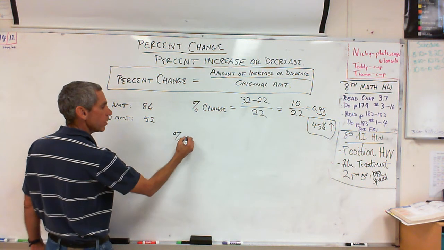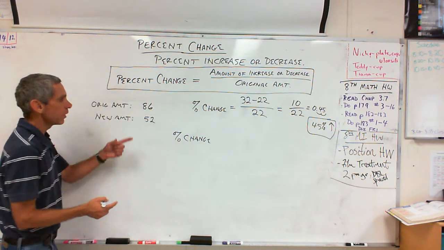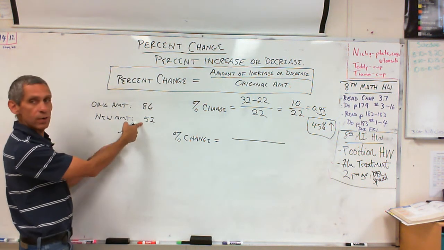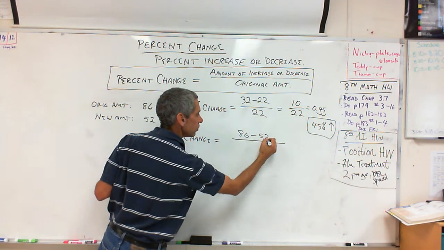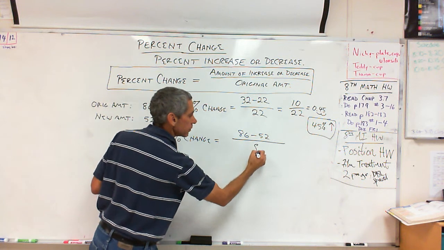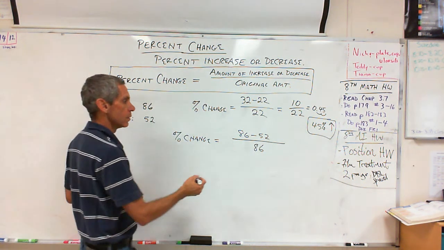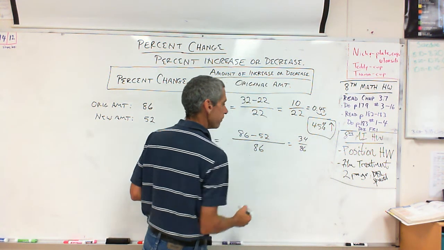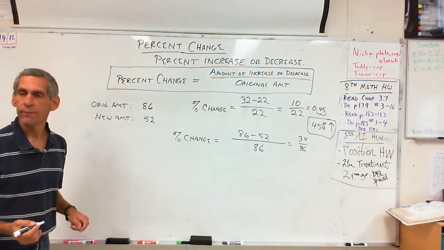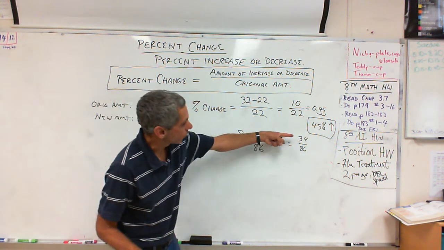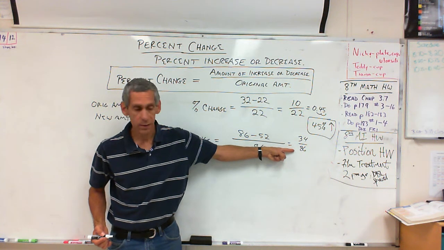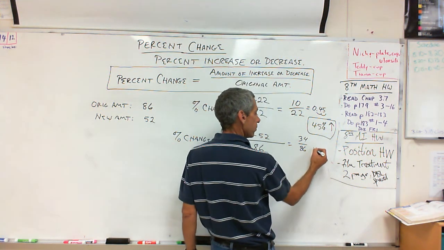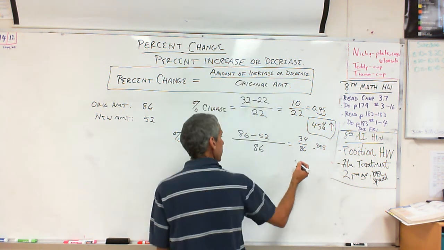All right, notice when you do this, it's always going to be the bigger number minus the littler number on the top. The bigger number, whatever it is, 86 minus 52 over the original amount, 86. So what is that, Lila? 34 over 86, which is what? Yeah, and now we're just going to do 34 divided by 86, right? 0.395348. All right, 0.395. So I'm going to change that to percent.